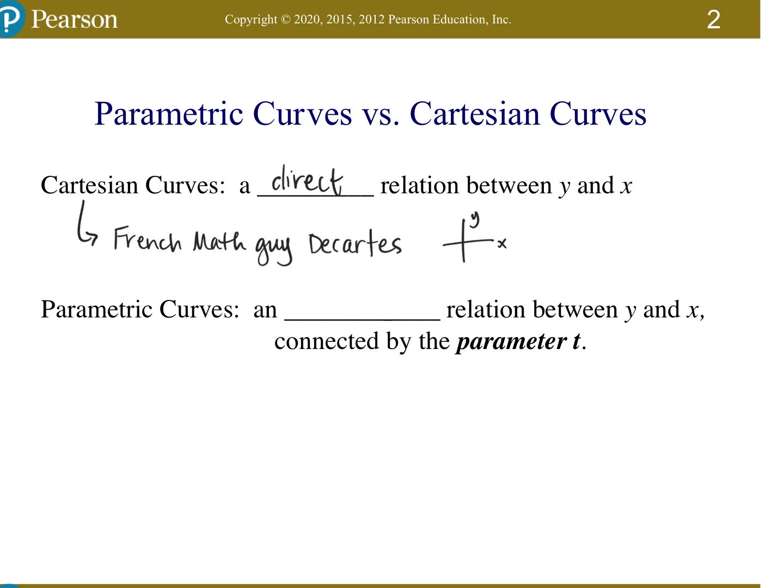Parametric is an indirect relationship, and it's between three different variables. It means you cannot find y or x unless you also know t. And t is a time variable. And so y and x are not related to each other in any way other than being related by the time that it's happening.